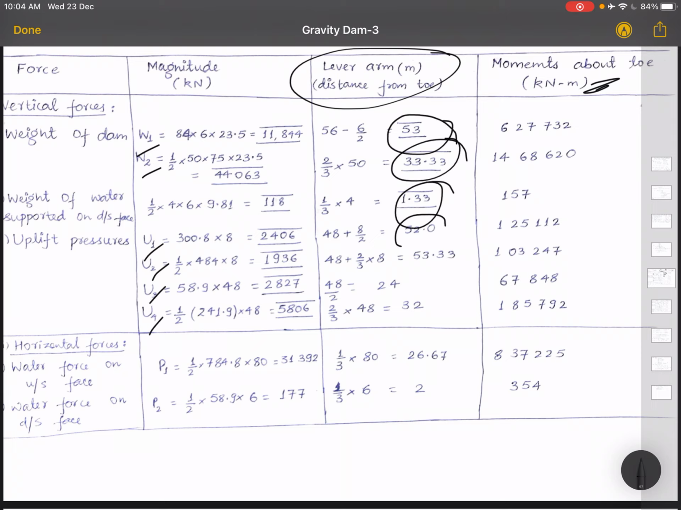If you are having any doubt, just ask me in the comment section, or you can just email me, or just put your doubt into the classroom. That's why I have written in a very detailed way the lever arm, how these values have come.